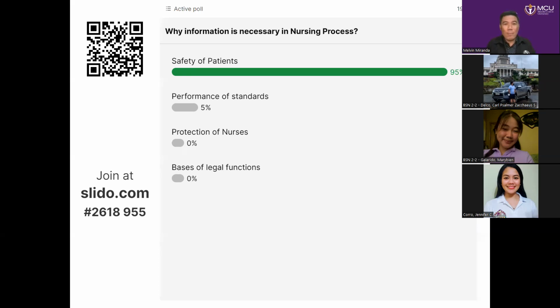So are there any other answers? We have 95% and we have 5% for performance of standards. If you wish to share your insights on this, you may raise your hand, or we may call students who can share their response. While waiting, if there's no raised hand, we will call. Okay, can we call Miss Aliana Joy de la Cruz? Aliana, can you share your answer in relation to why information is necessary in the nursing process? Miss Aliana?